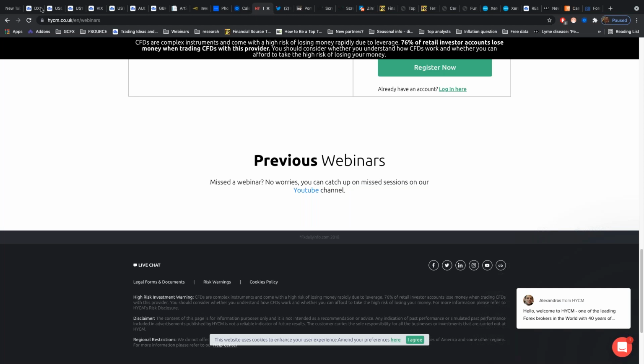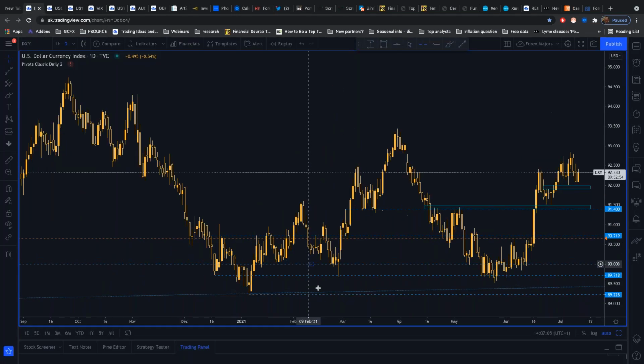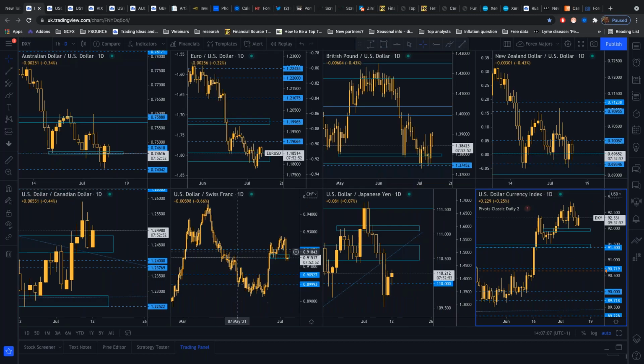A good book, Kingsley, that I would recommend is Technical Analysis of the Financial Markets by John J. Murphy. It's a very good book, particularly for technical analysis, and would complement fundamental analysis very, very nicely.